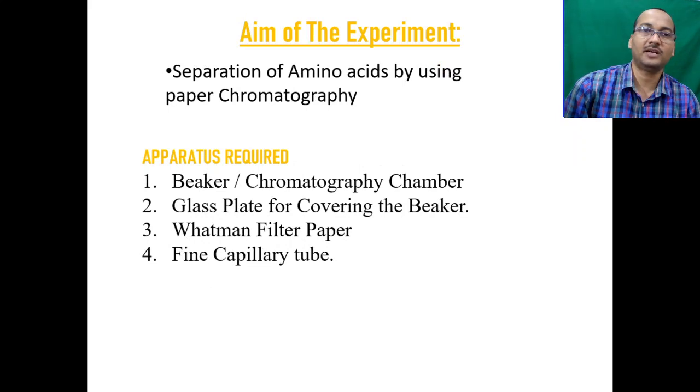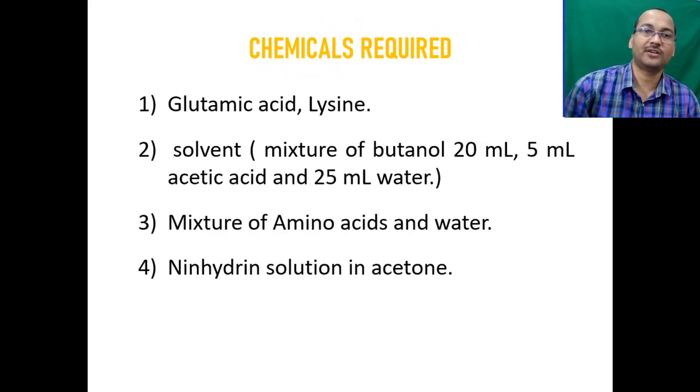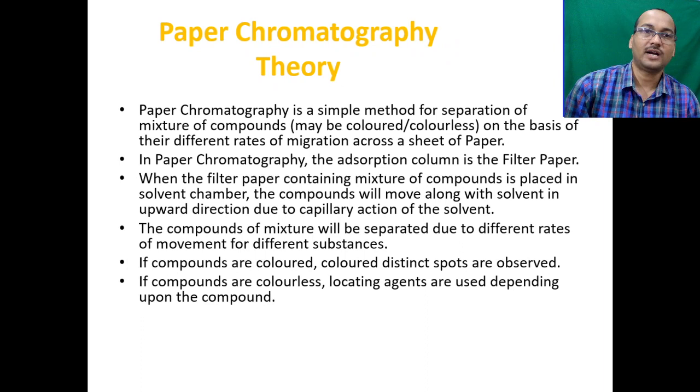The aim of the experiment is the separation of amino acids using paper chromatography. What are the apparatus required? Beaker or chromatography chamber, glass plate for covering the beaker, Whatman filter paper, fine capillary. Chemicals required: glutamic acid and lysine, these two are amino acids. Then we need solvent as butanol, acetic acid and water, a mixture of amino acids in water and ethanol, and ninhydrin solution in acetone. What is the basic principle or theory behind this paper chromatography?